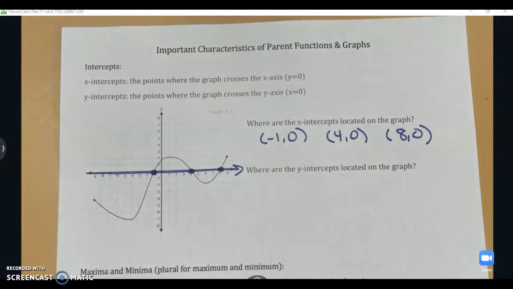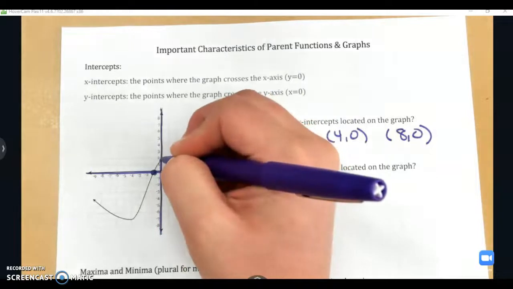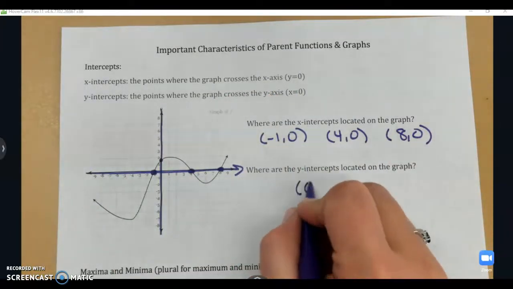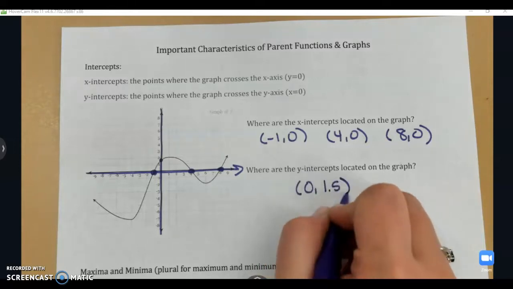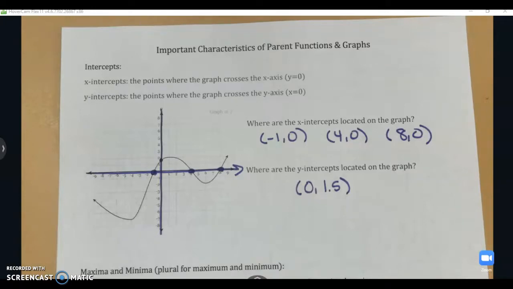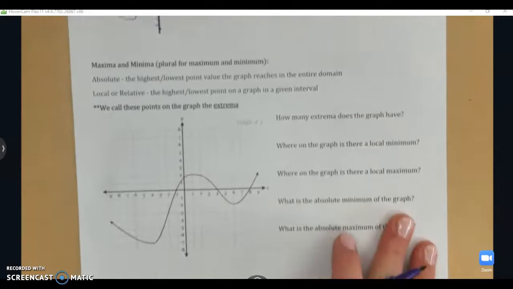And then if I'm looking for my y-intercepts, if I scan along my y-axis, I only touch one place, and we're going to just guesstimate that that's at around (0, 1.5), and my x-coordinate is 0 because it's on the y-axis. All right, so let's talk about something that might be kind of new to you.